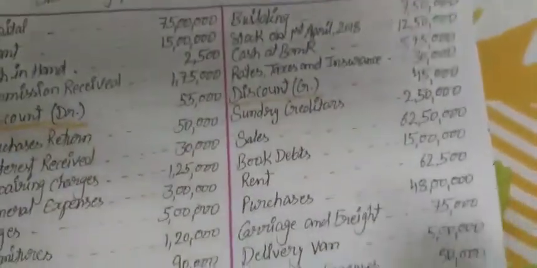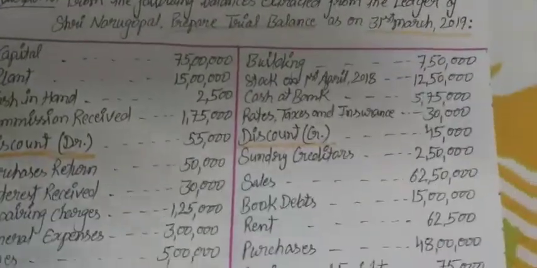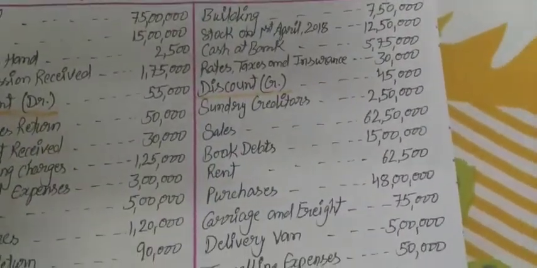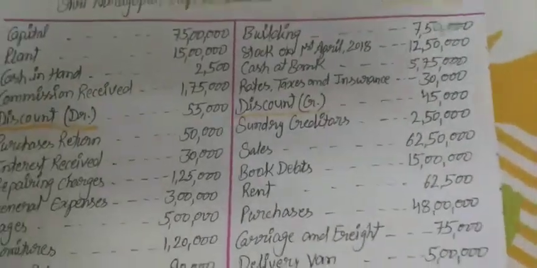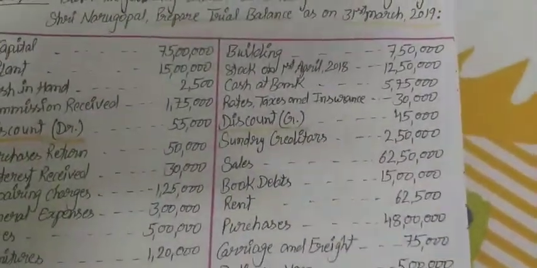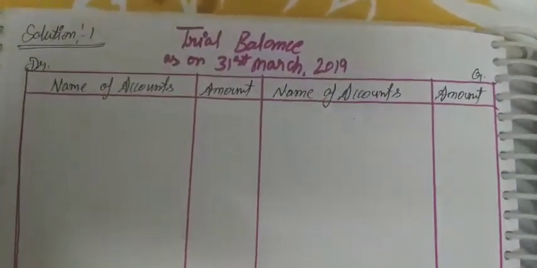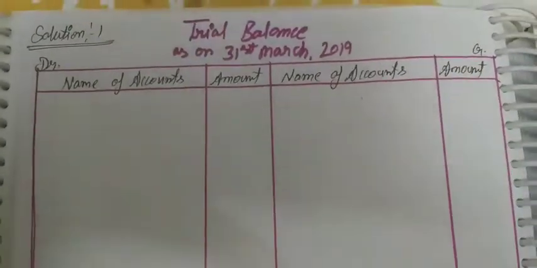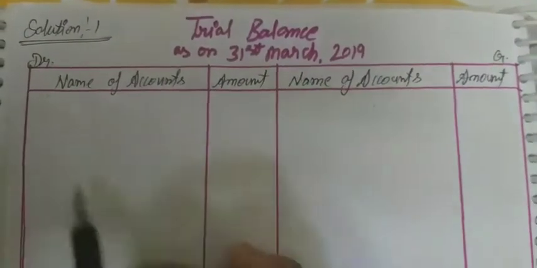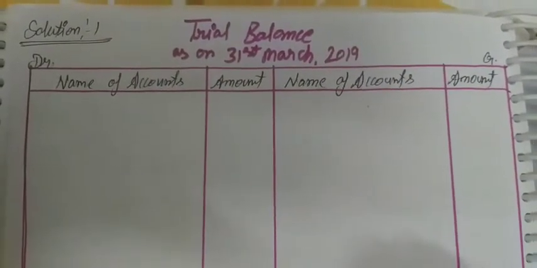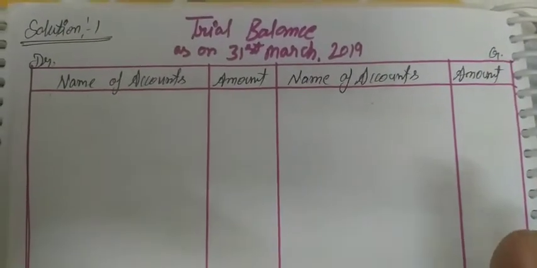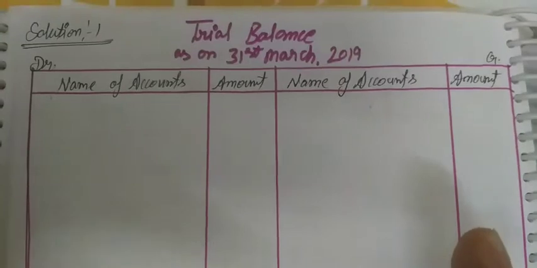So now student, after reading this question, we are going to solve the problem, or we are going to prepare the trial balance. So student, I have already prepared the format of the trial balance, so now we have to do the posting on this side. So basically here, solution number 1, trial balance as on 31st March 2019. The date on which they are asking to prepare the trial balance, that date we have to mention here. No need to prepare the date column separately, okay, because a trial balance is prepared on a specific date, or we can say at the end of the year.